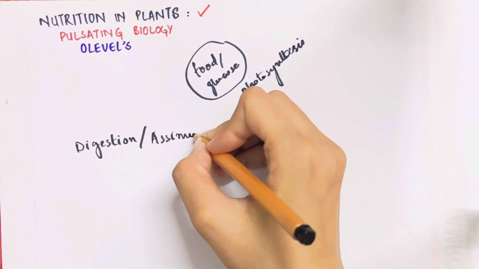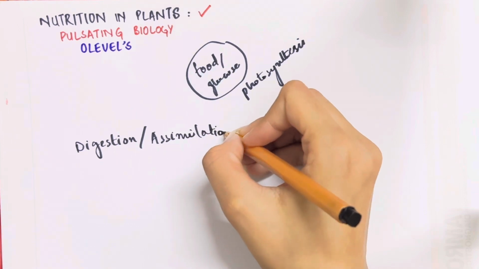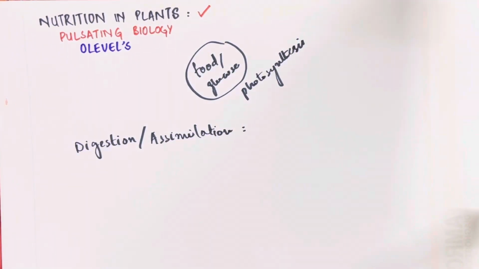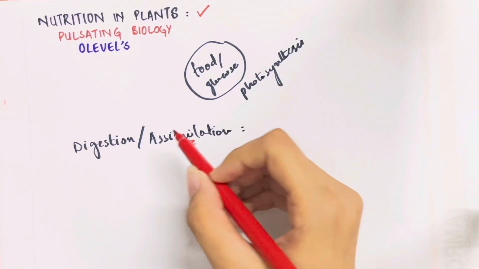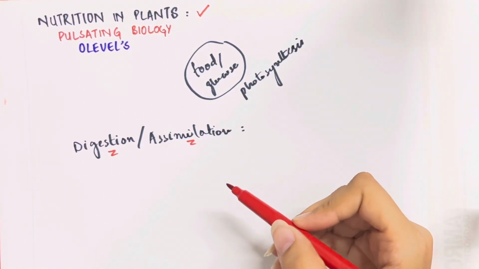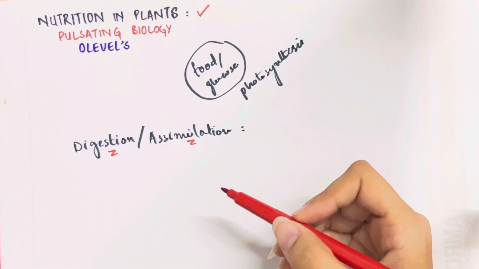Now, by the term digestion, we mean that macromolecules are broken down into micromolecules, and by the term assimilation, we mean that there is absorption of a certain amount of substances. Let's talk about them in detail.